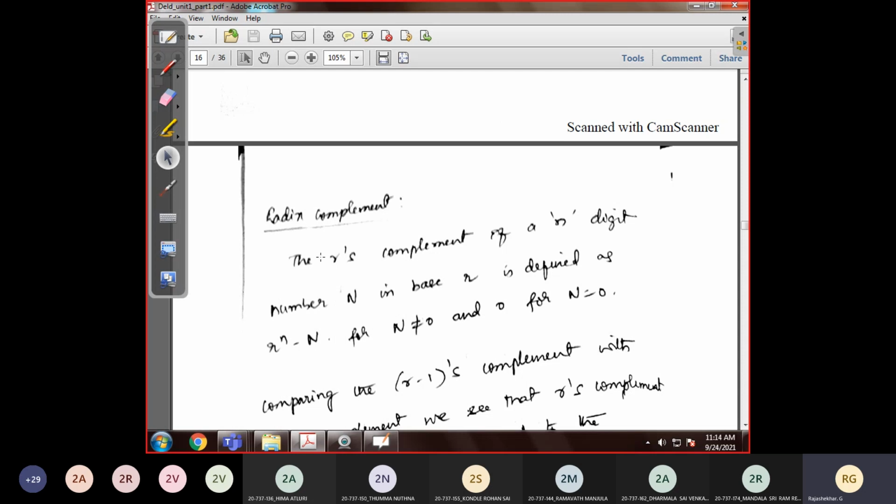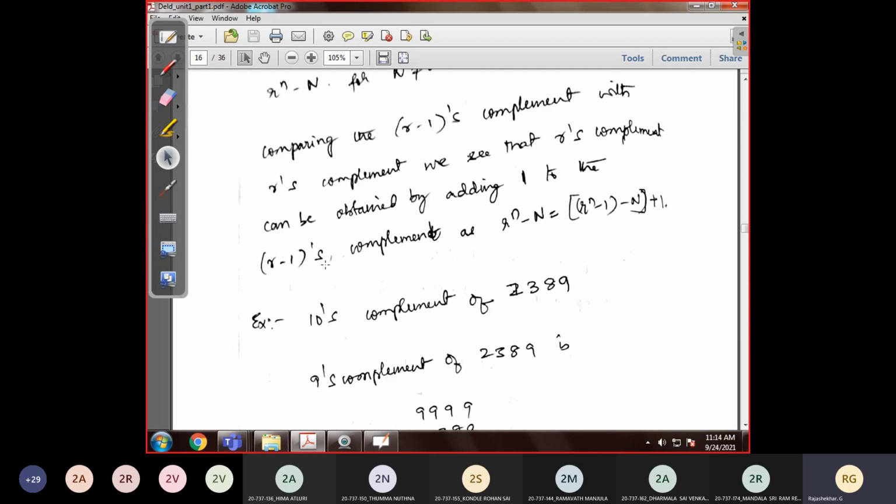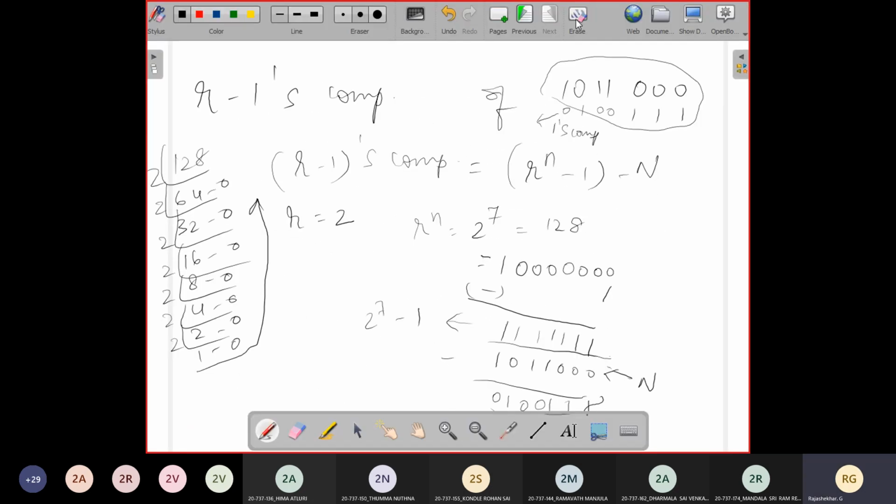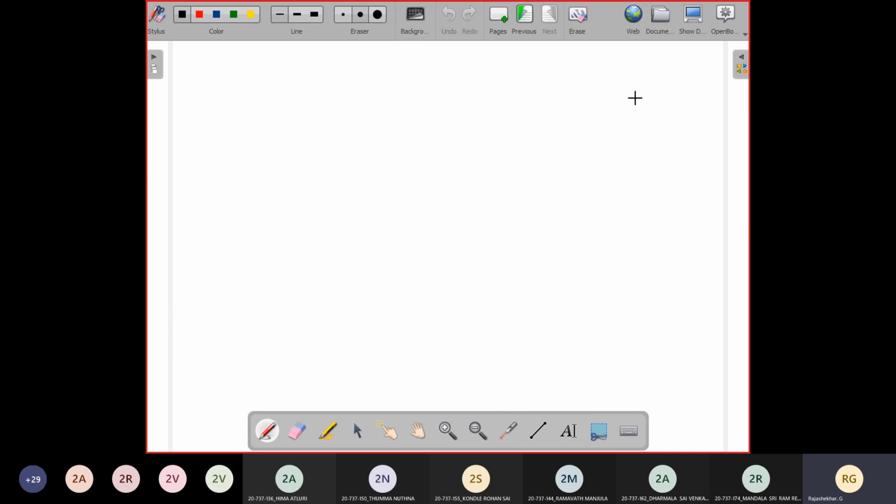Similarly, we can have R's complement. Now you already know the definition of R's complement. R's complement is simply R^n minus n. So let us do an example: tens complement of 2389. So we are doing R's complement now. You want to do the tens complement of 2389.